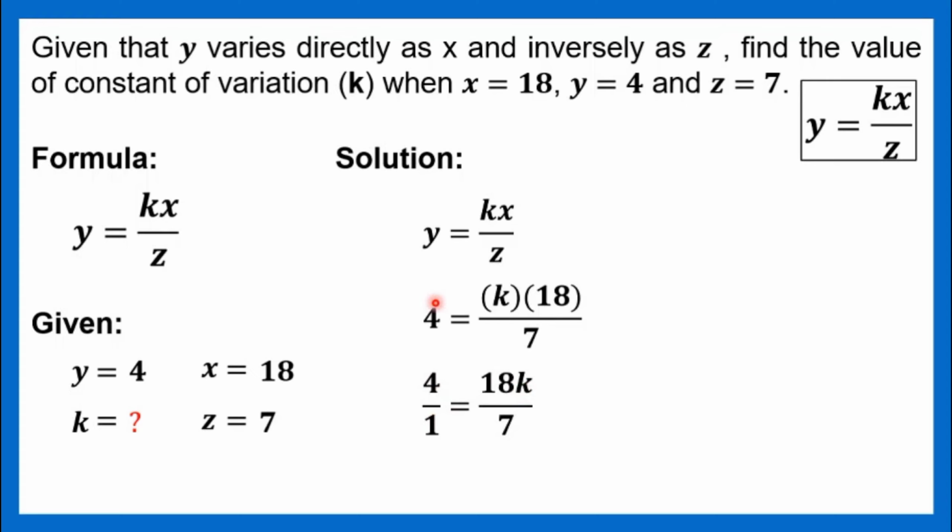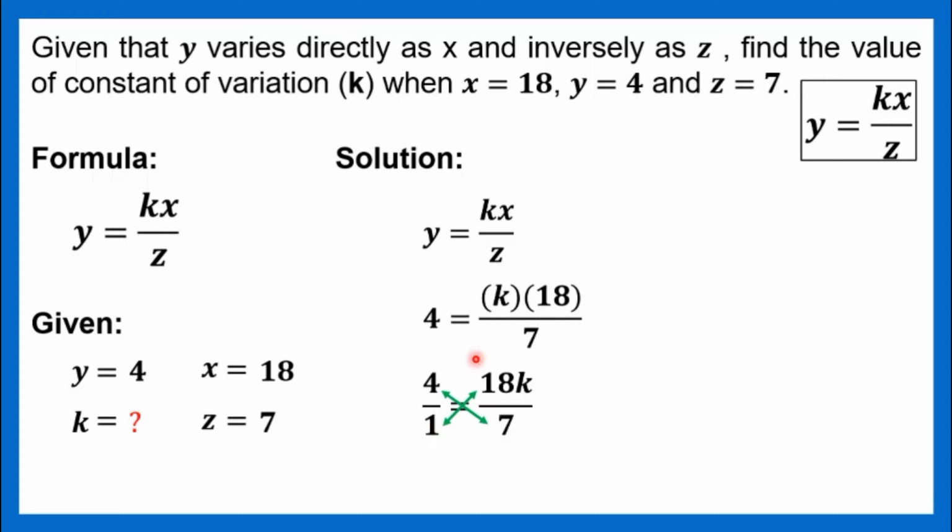So, I write this as 4 over 1. Tapos yung k times 18, tinimes ko lang. Pero yung 7, as is lang siya doon. Now, ginawa natin ganito para kita natin yung cross multiplication. Para alam mo kung ano ang partner ni 18k, which is 1. Tapos yung 4, doon naman siya sa 7. Ayan.